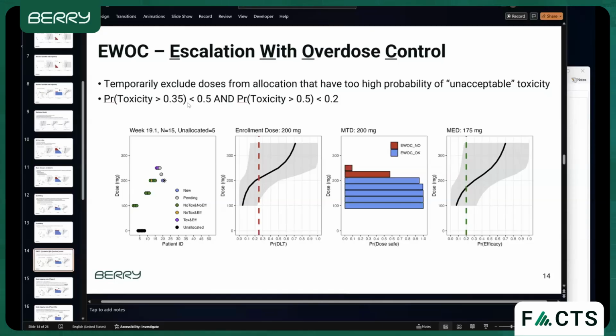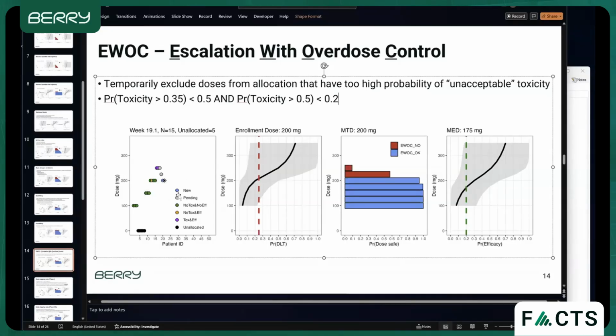So the rules that we set here is we're only assigning patients to any given dose if, based on the current model, the probability that the toxicity on this dose is larger than 35% needs to be smaller than 50%. And the probability that the toxicity on this dose is above 50% needs to be smaller than 20%. And only if both of these hold, we're happy assigning patients to a given dose.